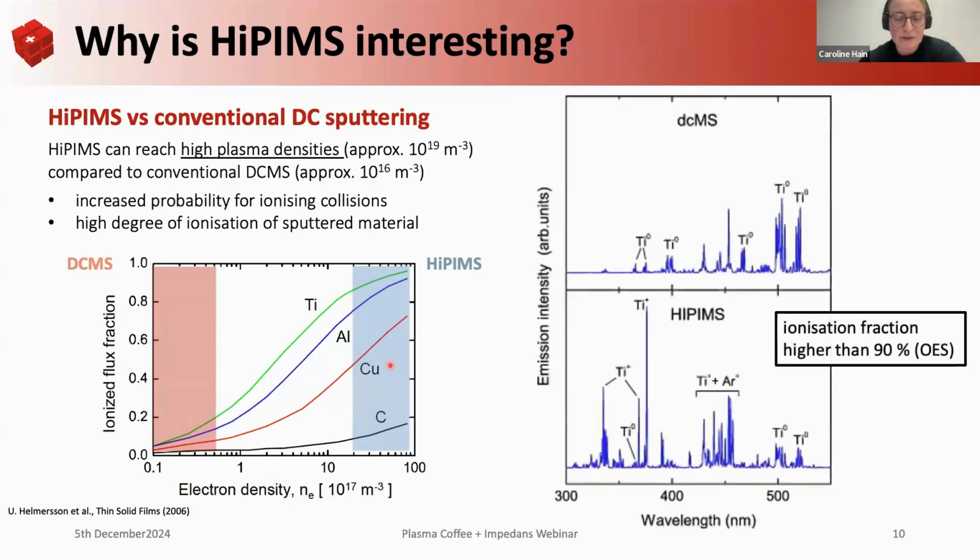Right, and then one of the techniques, optical emission spectroscopy, which I'll also talk about a bit later, we can see here that for DCMS, we mostly have atomic states, ground states, whereas with high PIMs, we're able to identify that we're producing titanium ions.